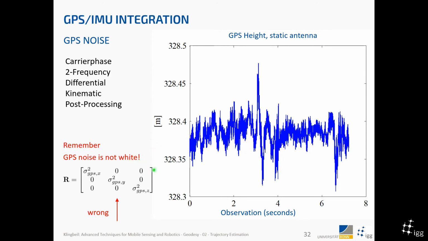So GPS observations are also time correlated. So this is why writing an R matrix like this is actually wrong, but it's in most cases still the best thing we can do. And we account for this by making this here then a bit higher than we actually would do it. Okay, this is just to remind you of the problem of GPS noises.